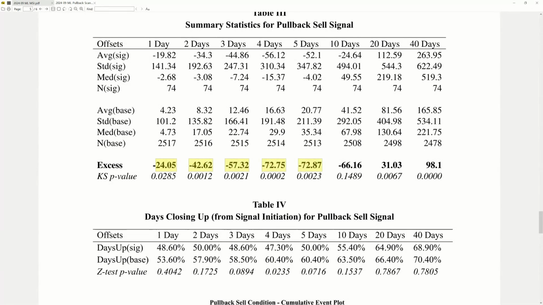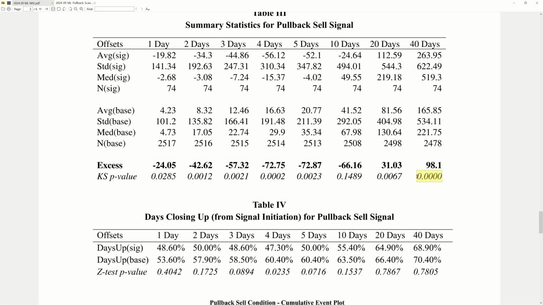A week later, you're down on average 73 basis points. It's almost a percent. That's a lot, right? Two weeks, it's a little bit less. And this is not a gigantic sample size deliberately. However, the edge appears to disappear further out. In fact, it becomes positive because maybe mean reversion actually kicks in.